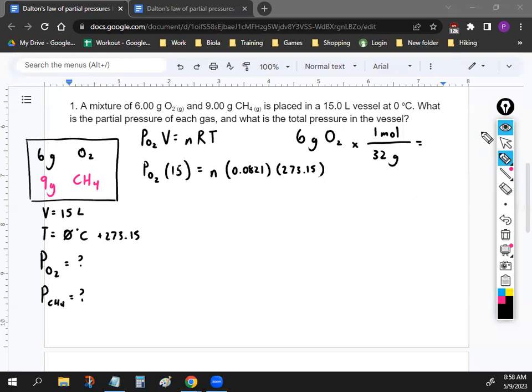I'm going to give you guys about a minute or two to work with the person next to you. See if you can figure out the moles of oxygen using the molar mass, and then solve for the pressure of O2. I'll give you about 2 minutes to do that. If you finish early and feel confident, moving on to the next step is pretty much the same thing. This time, instead, you're going to be finding the pressure of methane. I'll give you a couple minutes to work on that, and then we'll go over it together.